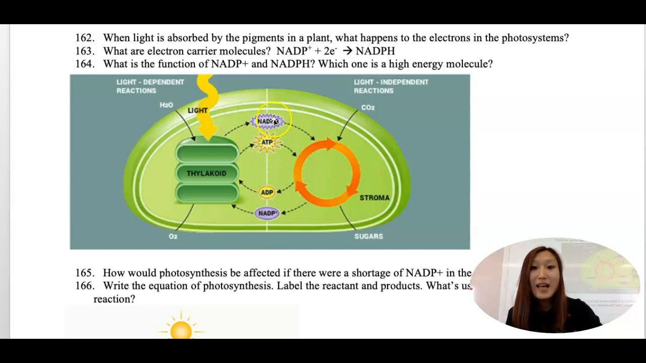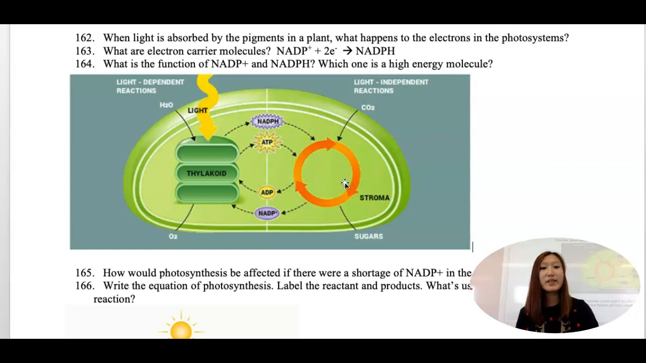However, there are two other products that are made in the light-dependent reaction. There's ATP and NADPH. ATP and NADPH, both are high energy molecules, as you can see with all these stars going around them. So these high energy molecules have the job of taking the energy from the light-dependent reaction to the light-independent reaction.